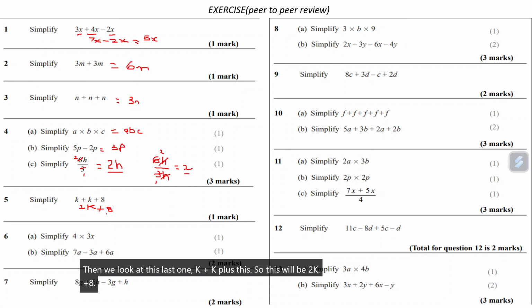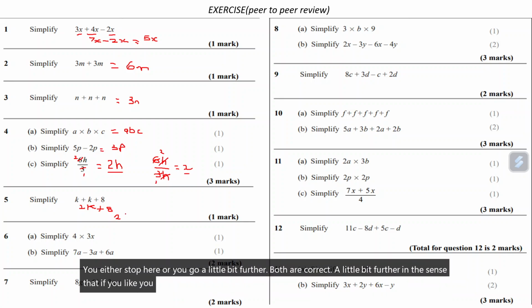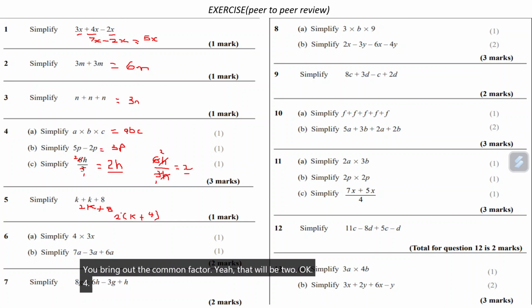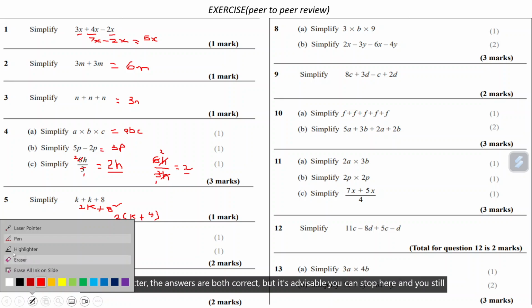You either stop here or you go a little bit further. Both are correct. A little bit further in the sense that if you like, you can do it this way. You bring out the common factor here, that will be 2k plus 4. It doesn't matter, the answers are both correct, but it's advisable you can stop here and you still get your full marks.